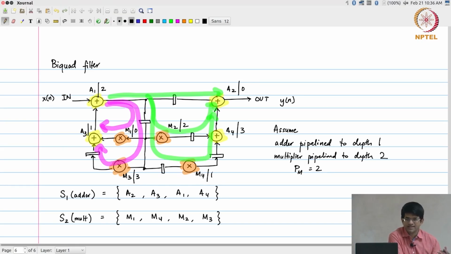The purpose of doing this exercise is to say, okay, once I have a schedule, how do I, at least this is one way by which I can implement it in hardware.